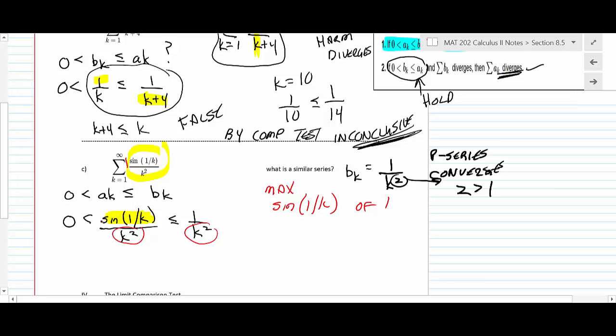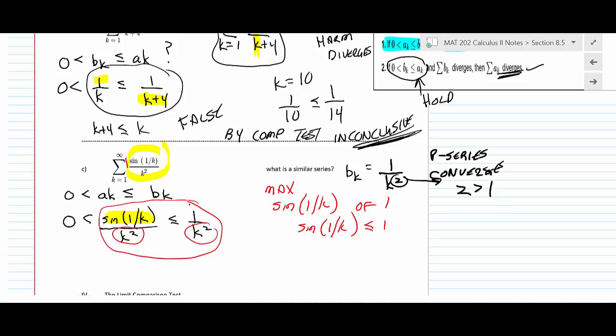Now, if you do the sine over here, that thing is always going to be less than 1. Since the sine of 1 over k is going to be less than or equal to 1, then that part of the inequality holds, doesn't it? Everybody agree with me on that? Okay, that's for that reason.